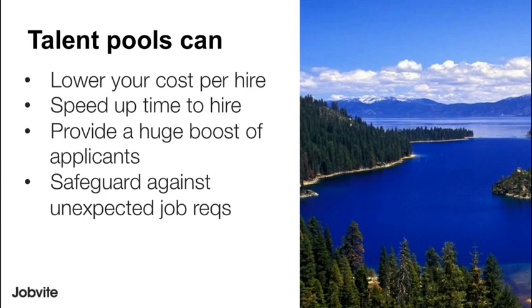We've seen that qualified talent pools lower your cost per hire and, conversely, speed up your time to hire. They provide a huge boost of applicants and safeguard against unexpected job recs. Everyone in recruiting has been in that situation where the hiring manager says, I had one rec you were working on that was extremely important, but guess what, I just got approval to hire 5 of these. You're scratching your head, saying, I was struggling to find people for one rec, and now I've got to figure out how to find 5 more. Where are my talent pools? How is this going to work for me?